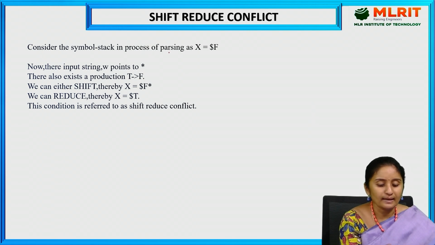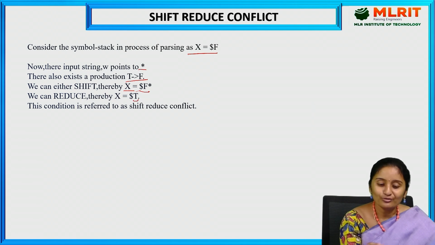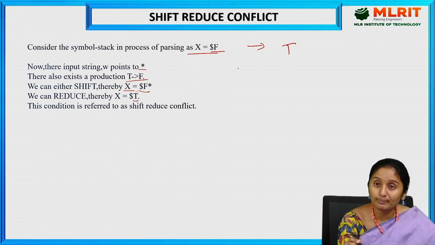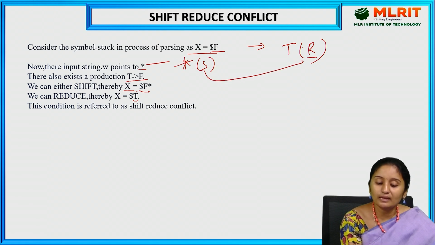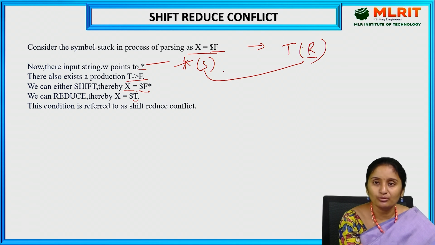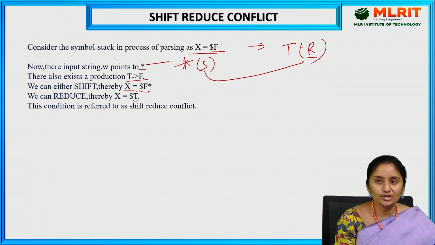Consider the symbol stack. Suppose the stack is $F, and now the input string points to star. There also exists the production T star F. Now what do I need to do? We can shift, giving $F star, or I can replace F with T. Same thing which we have seen: here F can be replaced with T, which is reduce, or I can shift star. There are two operations showing, so which one do I need to do? That is a conflict for me. This condition is referred to as shift reduce conflict.